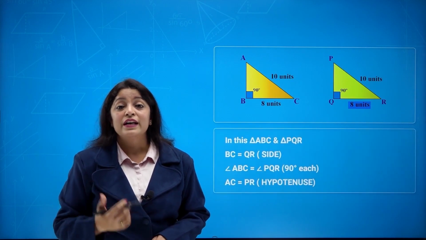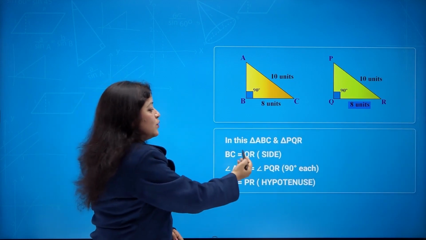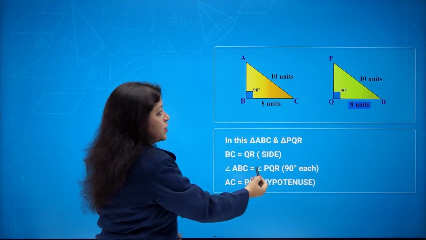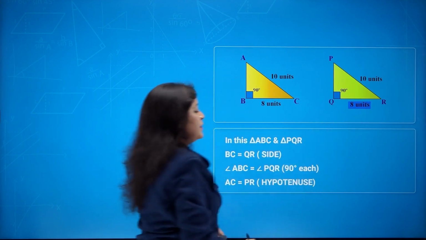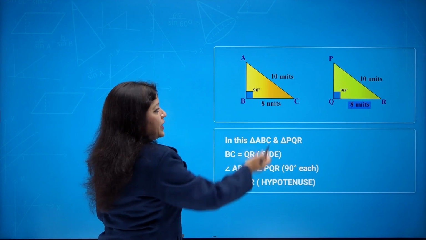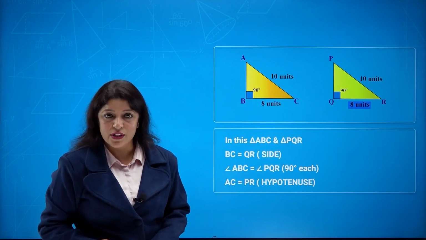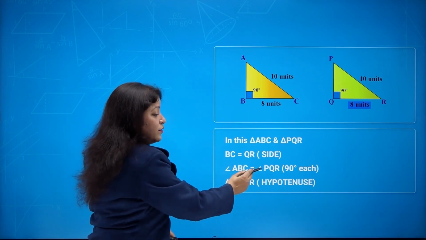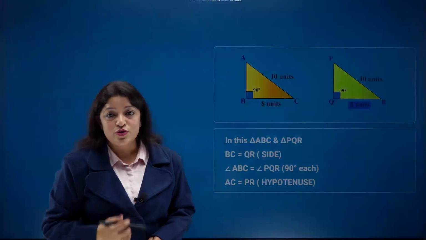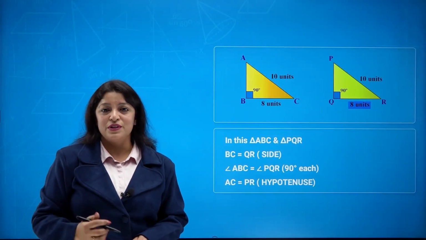So we say that in triangle ABC and triangle PQR, the side BC is equal to QR, angle ABC is equal to angle PQR, because they are 90 degrees each, and AC is equal to PR. AC and PR are equal because they are the hypotenuse. So we say that there is a right angle which is equal, there is a hypotenuse and there is a side given equal. So the triangles will be congruent by the RHS property.